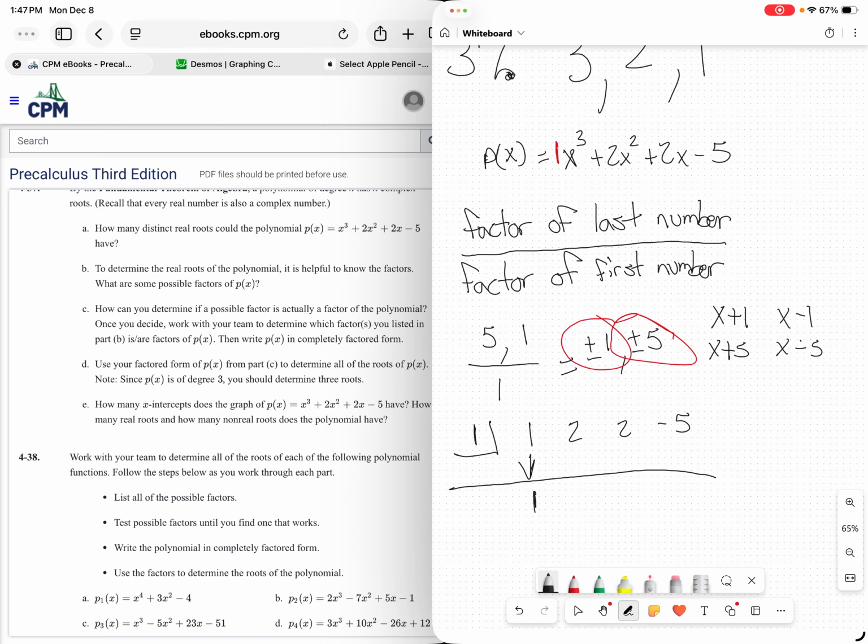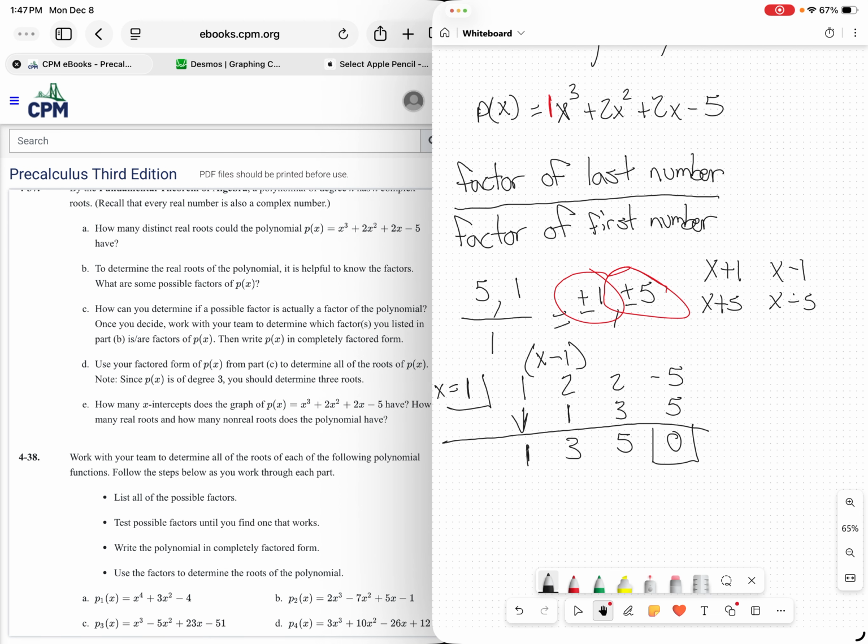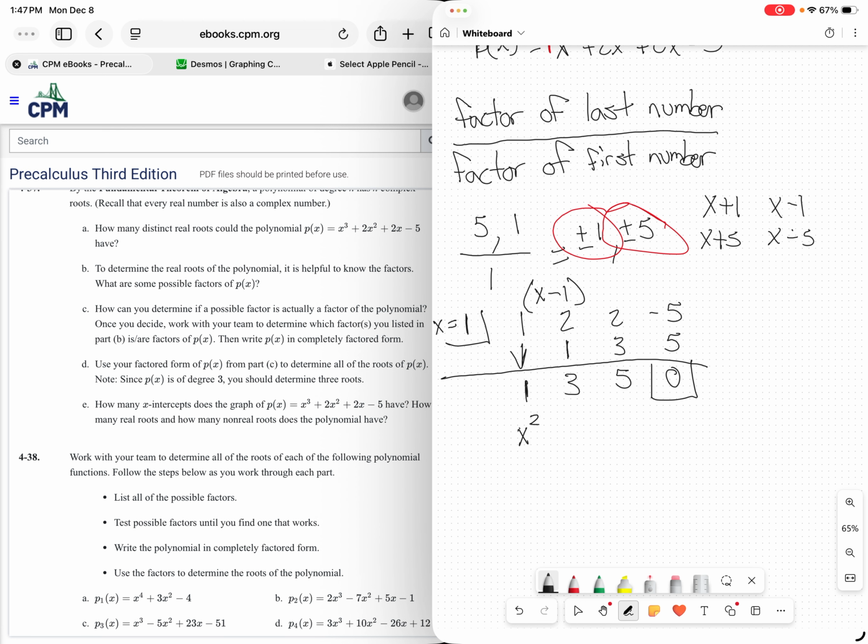So we're going to bring down the 1. 1 times 1 is 1. 2 and 1 make 3. 1 times 3 is 3. 3 and 2 make 5. 1 times 5 is 5. Negative 5 and 5 make 0. So 0 is our remainder. So that works. So x equals 1 is a solution. X minus 1 is a factor, right? And then what's left here? Well, x squared plus 3x plus 5. So factored form would be x minus 1 times x squared plus 3x plus 5.